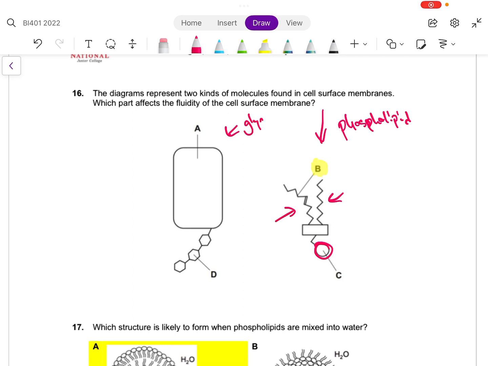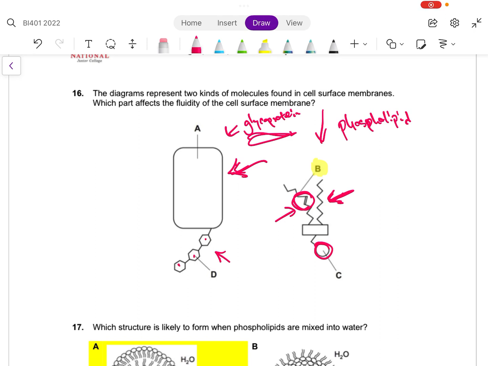This is likely some sort of a glycoprotein, because you can see that it's likely the protein part and this likely the sugar part. Okay, you can see these look like sugars. So which one affects the fluidity of the cell surface membrane? Glycoproteins, when embedded within a cell membrane, don't really affect the fluidity. However, the fatty acid chains of the phospholipid can affect the fluidity, depending on how saturated or unsaturated it is.